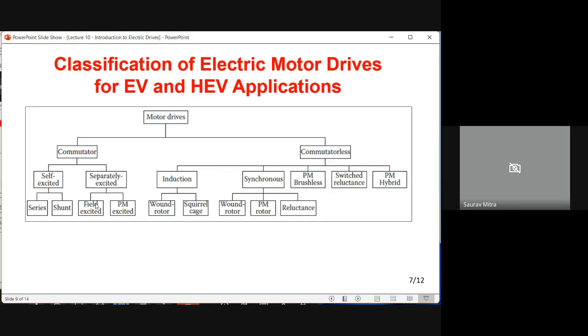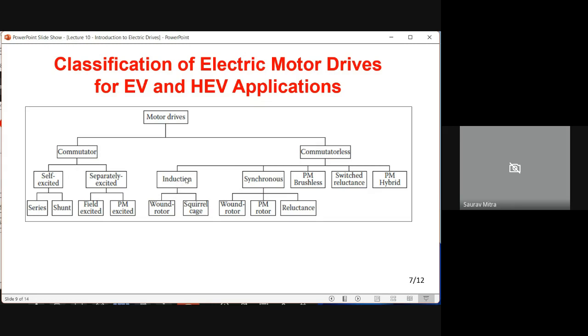Separately excited, yes, field excited and PM excited. That is field excited and permanent magnet excited. So these are two different things. What is a commutator-less motor? DC motor is called a conduction type of motor, or a commutator type of motor. Induction type of motors, where we are using an AC supply, are mainly commutator-less motors.